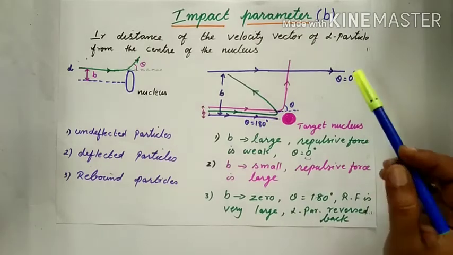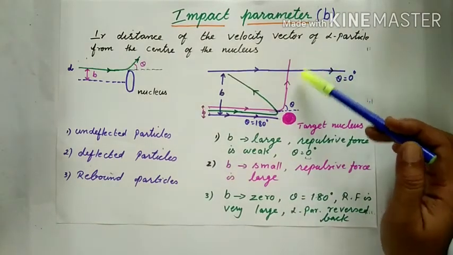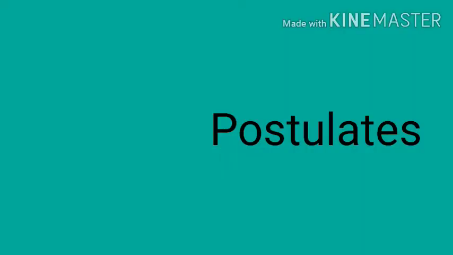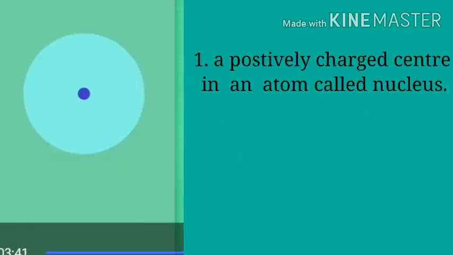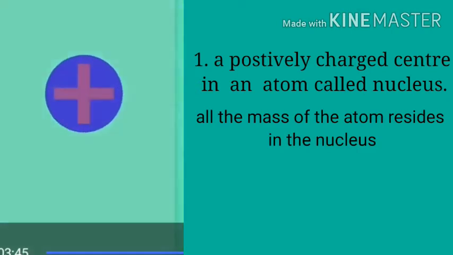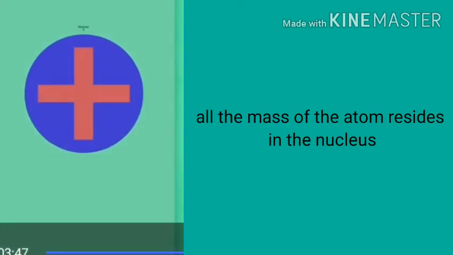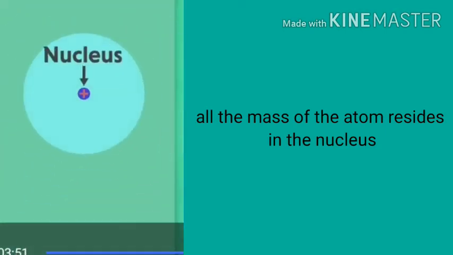So from the examination point of view, this is very important. From the alpha particle scattering experiment, Rutherford suggested the structure of the atom. First one is, there is a positively charged center in an atom called the nucleus, and all the mass of the atom resides in the nucleus.